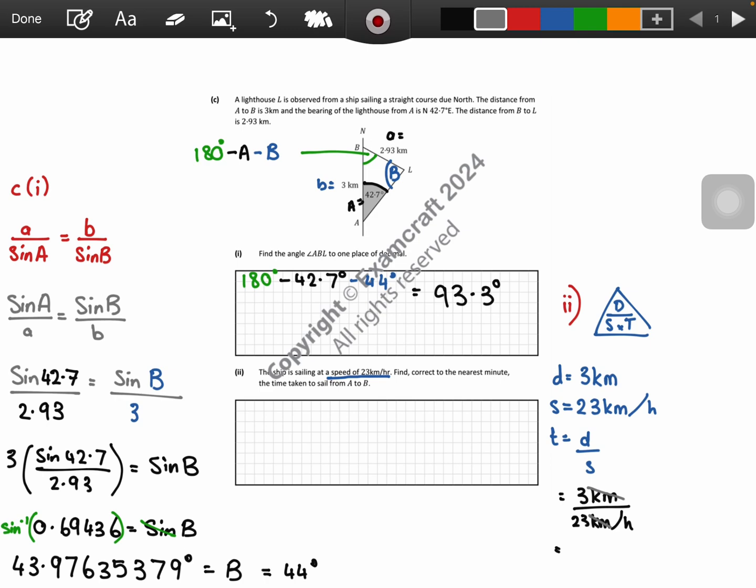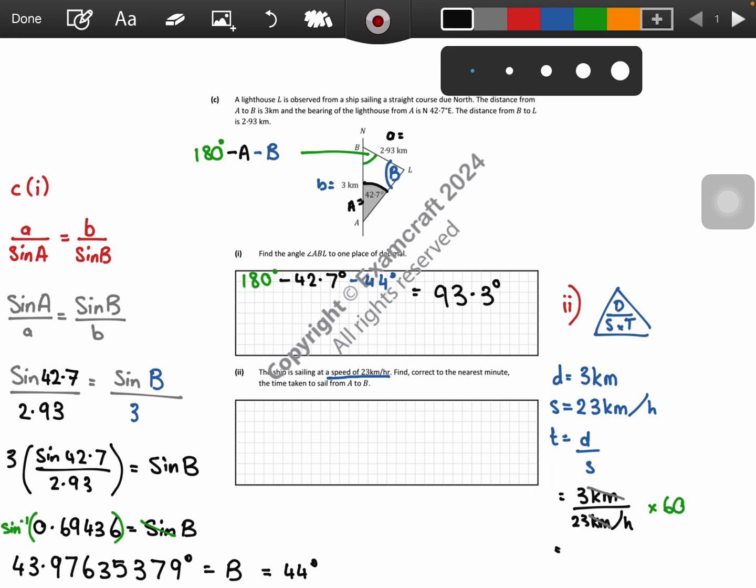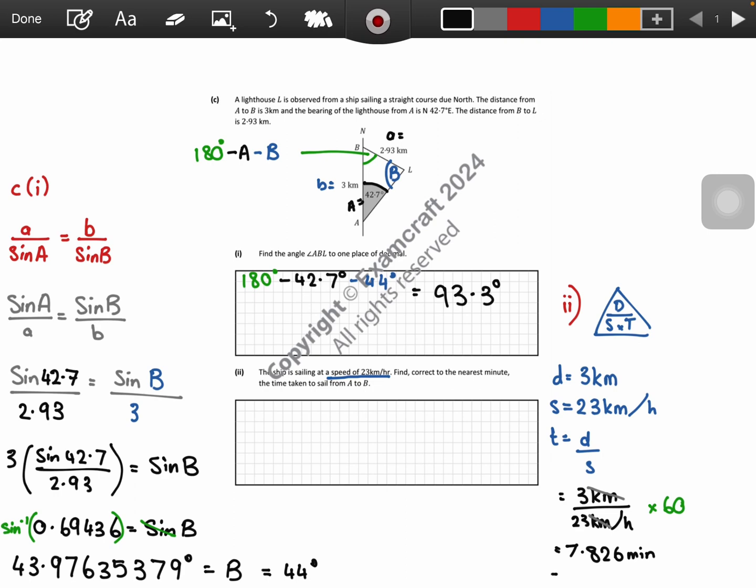So to get hours into minutes, for example, to get from 1 hour to 60 minutes, I had to multiply by 60. So I'm going to multiply that by 60. Think about just how you convert from 1 hour to minutes. We'd have to multiply the 1 by 60, not divide. So I'm going to multiply that answer there by 60, and I'm going to get 7.826 minutes. So to the nearest minute, it is going to be 8 minutes.